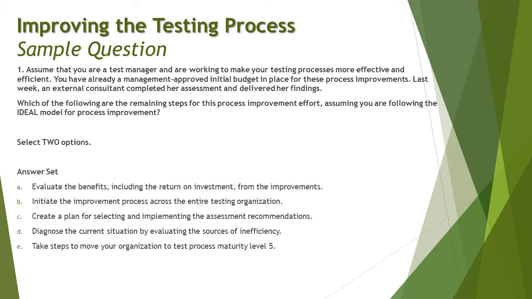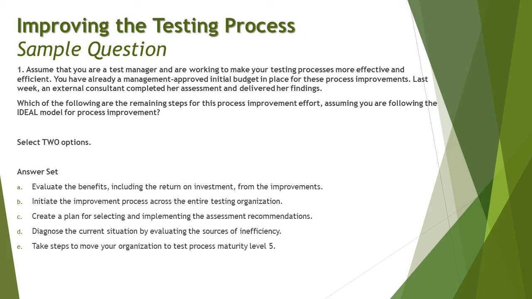So of course I think we should be picking up the right answer here rather than discussing it. B is the option where we say initiate the improvement process, which is not required because we already initiated it, an assessment has taken place and the findings have been delivered. So B cannot be the right answer. Let's look at D, which says diagnose the current situation by evaluating the sources of inefficiency, which is also done because that's what the assessment includes. And E, take steps to move your organization to test process maturity level 5. I think that sounds a little difficult, because it is not given that your organization is following TMMI or CMMI. It is just talking about the IDEAL model, and that's where E is also incorrect.